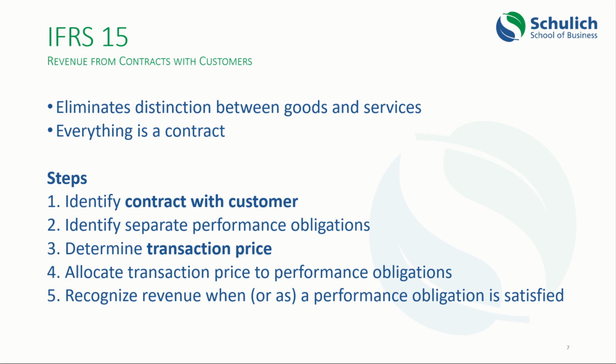For instance, there might be the delivery of the dishwasher to the customer on Tuesday and the provision of the warranty for the following 36 months. Those are two separate obligations on the part of the seller. Then, take the transaction price and allocate it amongst the performance obligations.